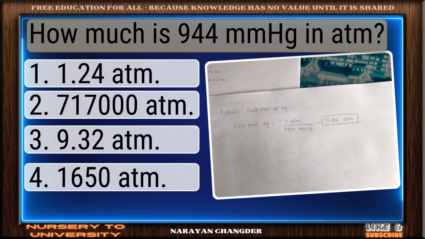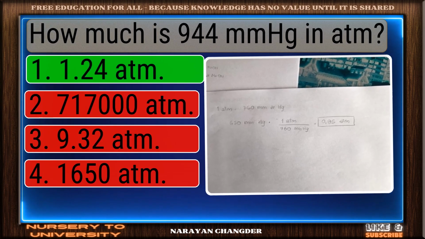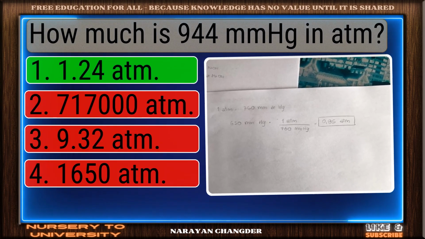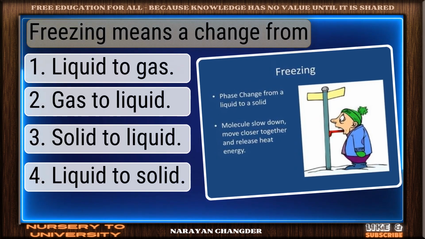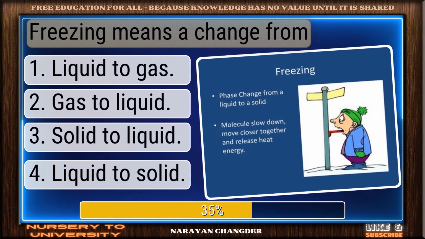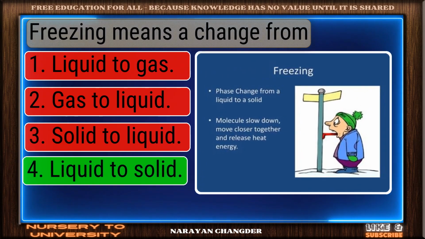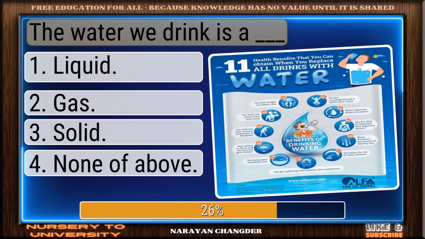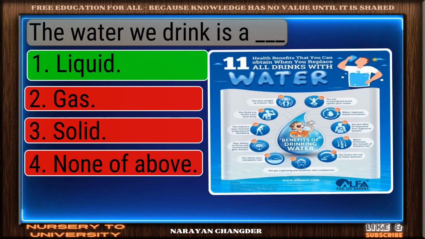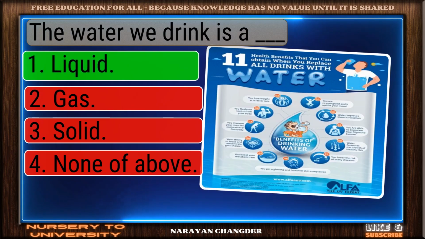How much is 944 median atom? Nice selection. 1.24 amu is the correct and valid answer. Freezing means a change from. On track, liquid to solid is the correct answer. The water we drink is a dash. Excellent. Liquid is a brilliant choice.